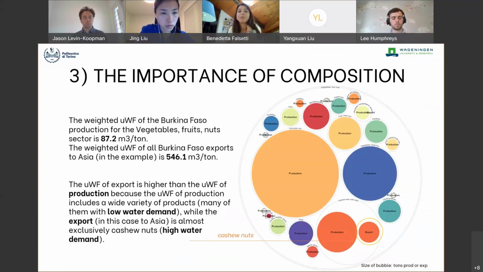This difference is due to the composition, because the unit water footprint of export is higher than the unit water footprint of production. The unit water footprint of production includes a wide variety of products, highlighted by the different colors, while the export, in this case to Asia, is almost exclusively cashew nuts, so high water demand crops.